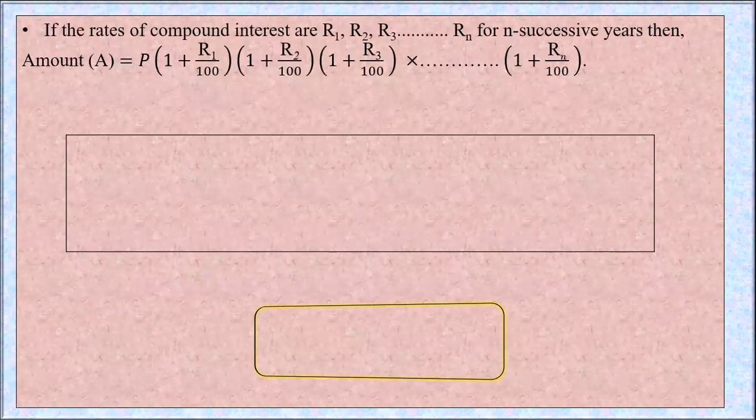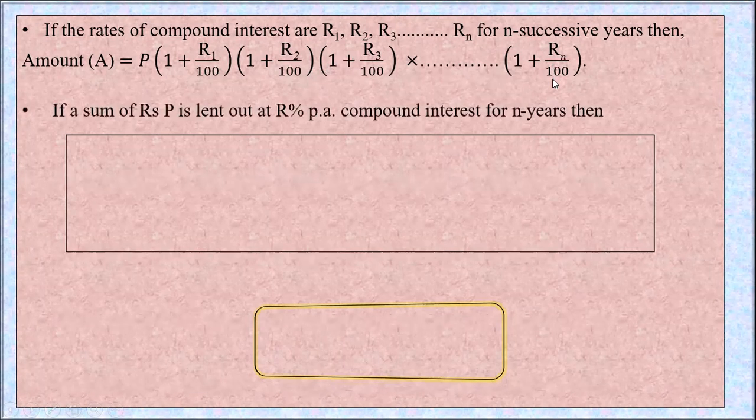And then compound interest. If the rates of compound interest are different each and every year, like R1, R2, R3, and so on for n successive years, then the amount is equal to P into 1 plus R1 by 100 into 1 plus R2 by 100 into 1 plus R3 by 100 and so on till 1 plus Rn by 100. Then this is very important.